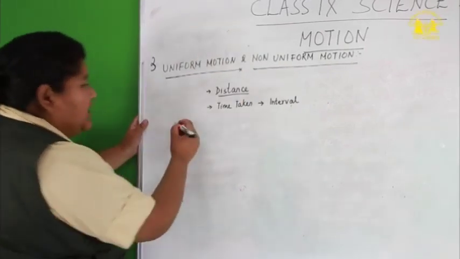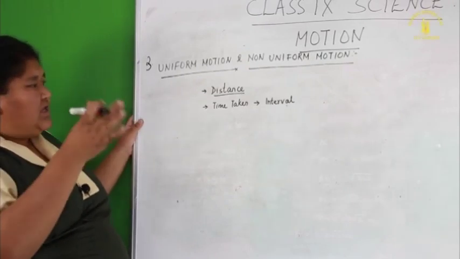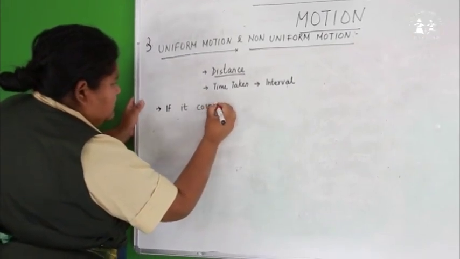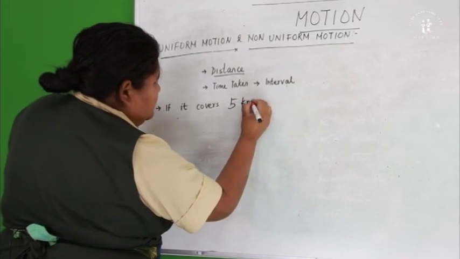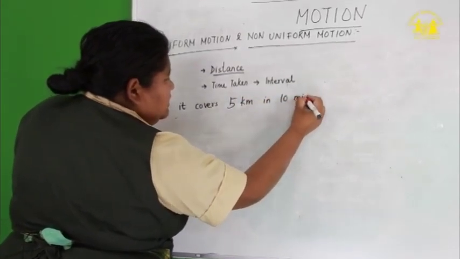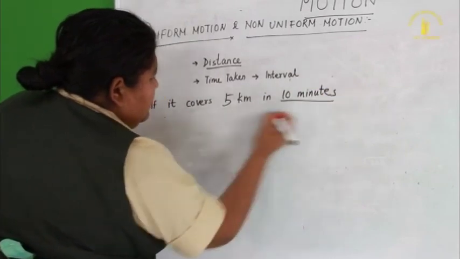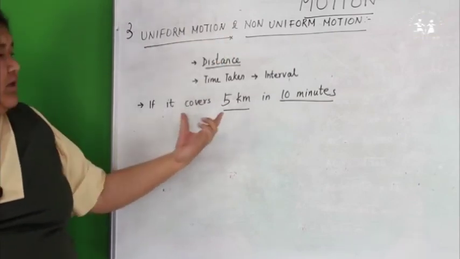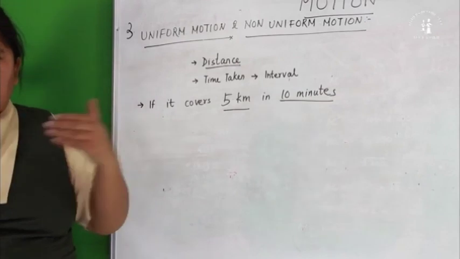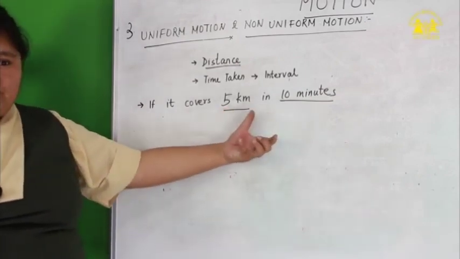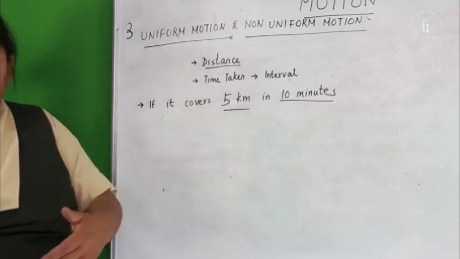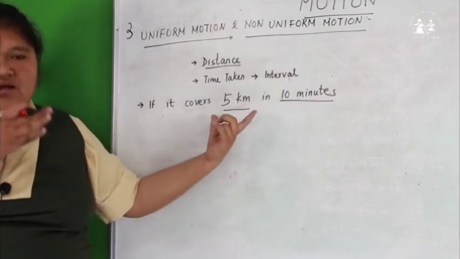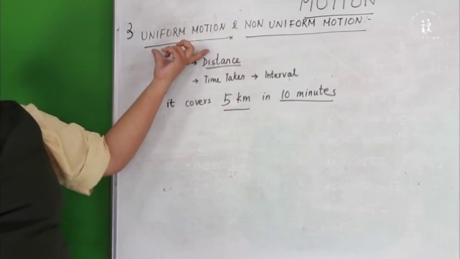Let us take an example of a moving car. If it covers say 5 kilometers in every 10 minutes, it is an example of uniform motion. It covers 5 kilometers, then another 5 kilometers, every 10 minutes, so that motion is called uniform motion.